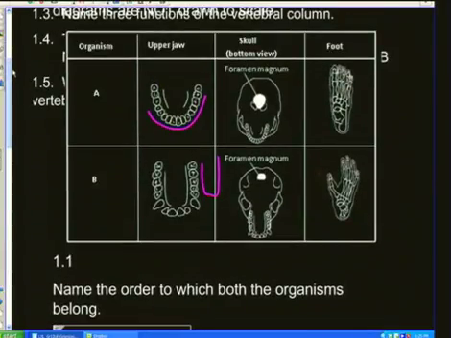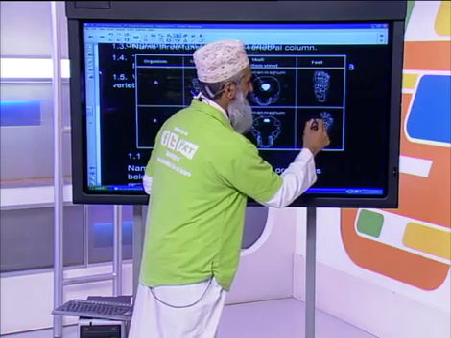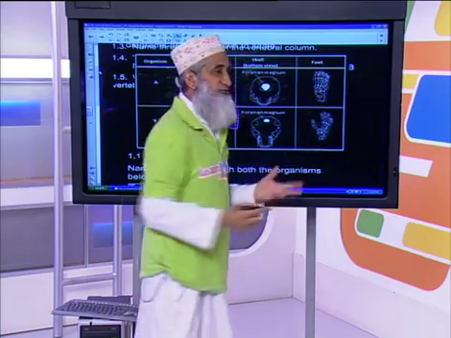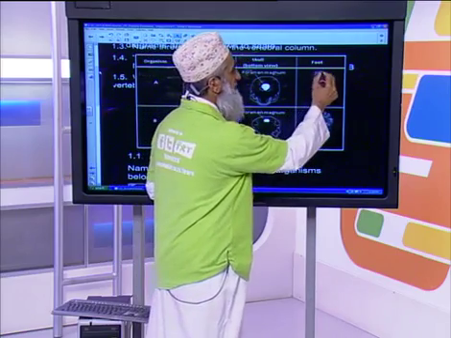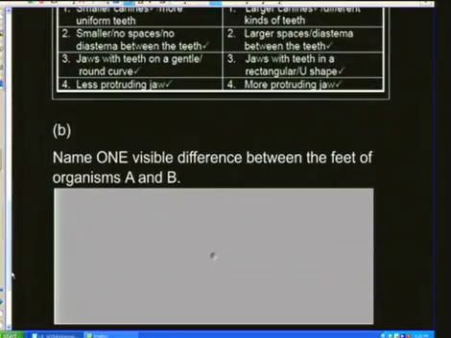Okay. Name one visible difference between the feet of organisms A and B. You can really only see one difference there, and it's very easy. Opposable thumb? Not opposable thumb, just the feet, remember. Opposable toe, yes. In this one, in the humans, the toes are all together. And here, the big toe is away, standing out apart from the other four toes. Good?